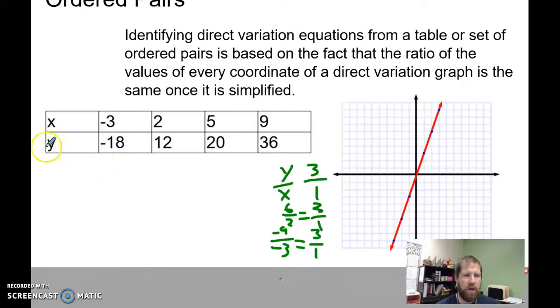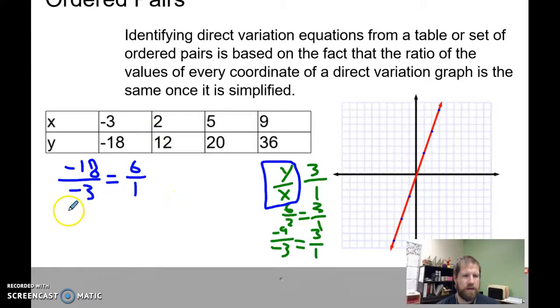So I have my y over my x. So -18 over -3. And what does -3 have to be multiplied by to get to -18? Well, I think that should be 6. If we divide this by 3 and that by 3, we'd come up with -6 over -1. We can get rid of the negatives because there's 2 negatives. So it'll be 6 over 1. Another one. We don't have to worry about negatives this time. 12 over 2. Well, that one's pretty straightforward. Going to be 6 over 1.